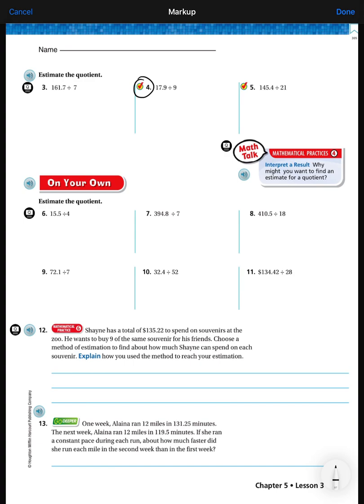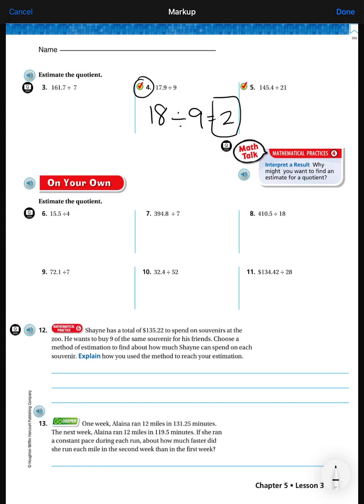So we have 17.9 divided by 9. I want to come up with compatible numbers that I can quickly do mentally in my head. So 17.9, let's change that to 18, because 18 is a great compatible number for 9. Because 18 divided by 9 is just 2. So that would be a good estimate for us.